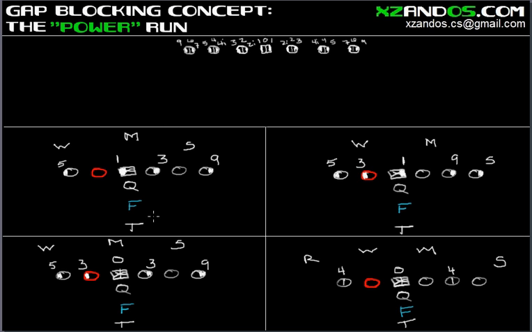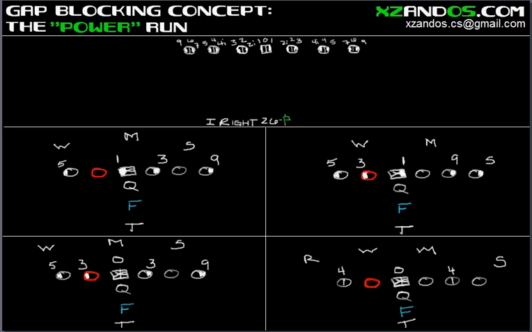Another thing that we need to talk about before we get started is the diagrams and play side and backside. For the sake of this video, all of the diagrams below are an I formation, and they are I right because the tight end is on the right side in every diagram below. And all plays below are going to be I right 26 power.